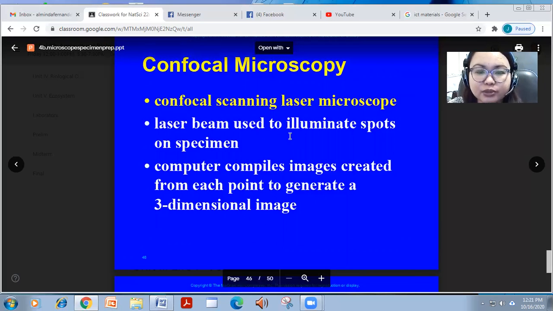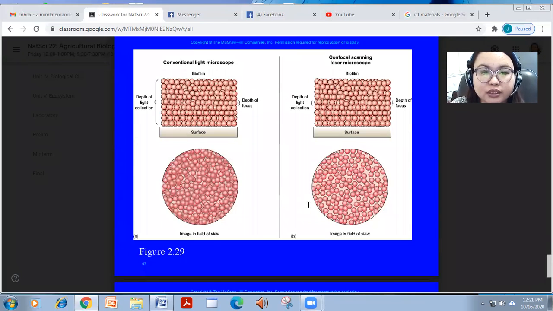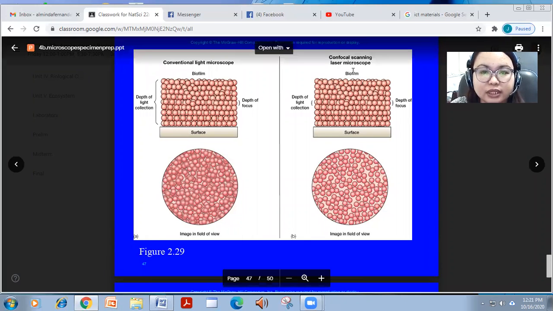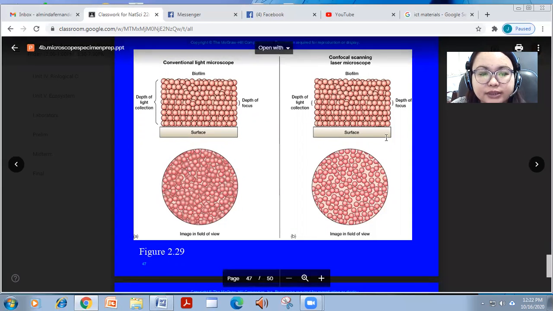So in confocal microscopy, a confocal scanning laser microscope is used. A laser beam is used to illuminate spots on the specimen, and a computer compiles the images created from each point to generate a three-dimensional image. So this is how the conventional light microscope versus the confocal scanning laser microscope is illustrated, no? As you can see, you just take note of the difference in the depth of light collection, versus the biofilm surface.